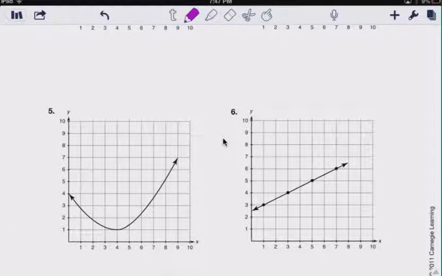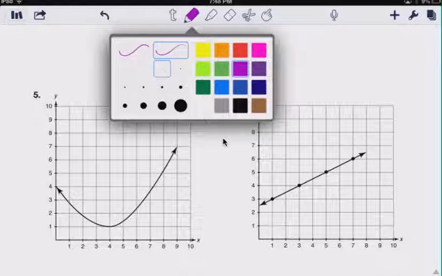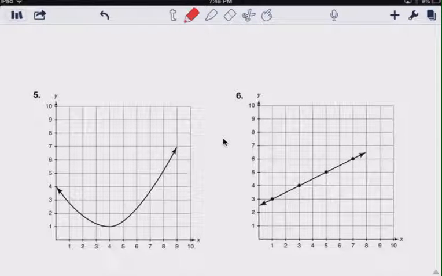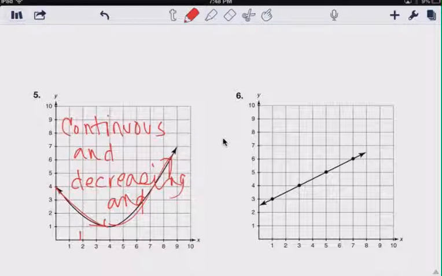Number 5. This graph is a continuous graph because all the lines are connected. Continuous and decreasing, and they're both decreasing, going that direction, and then it goes back up to increasing. So it's decreasing and increasing.